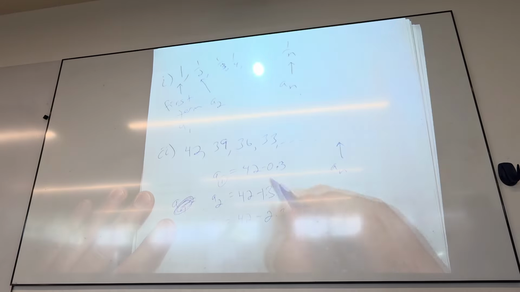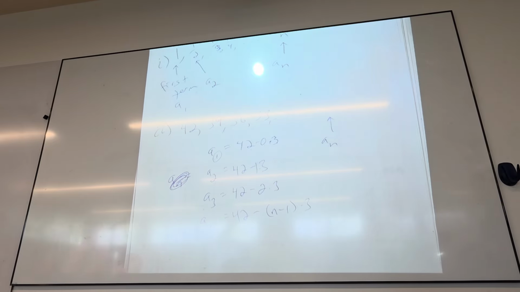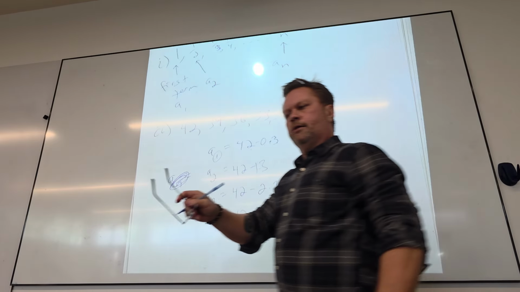So on the first, to get to the first thing, I take away 0 3's. To get to the second, I take away 1 3. To get to the third, I take away 2 3's. So to get to the nth, I take away n minus 1 3's. Do you guys see that? Does everybody see that?